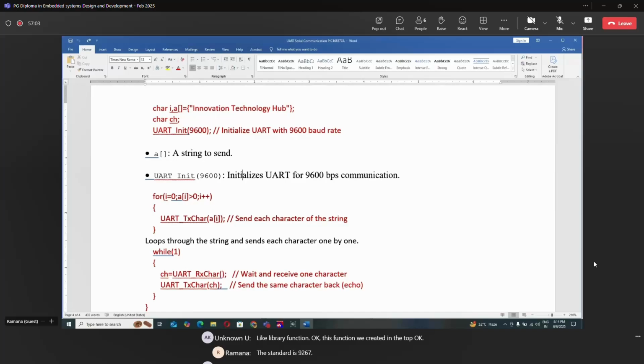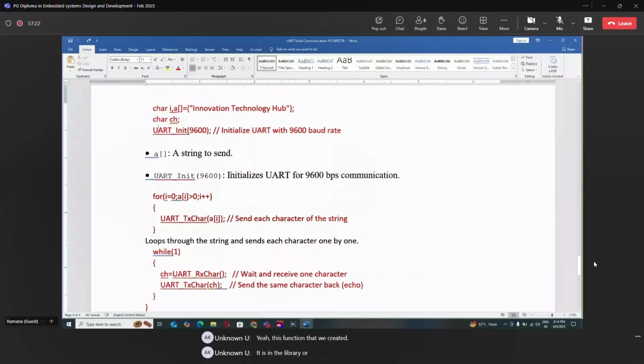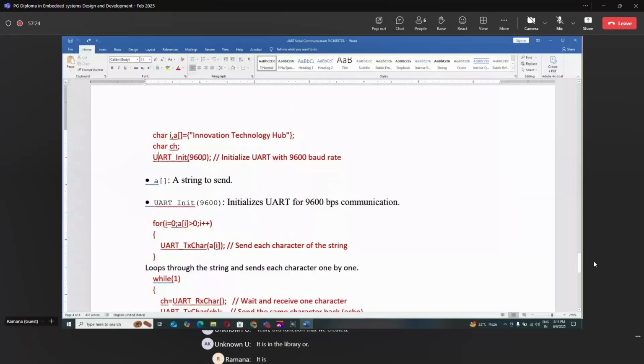No, this function UART init, where we created it, is at the top itself. This is a function we have given. Is it in the library? Yes, it is in the library.